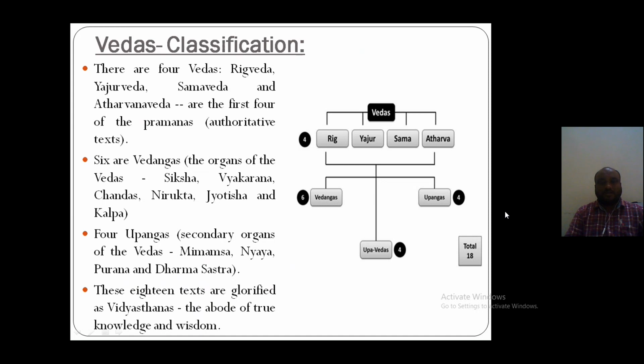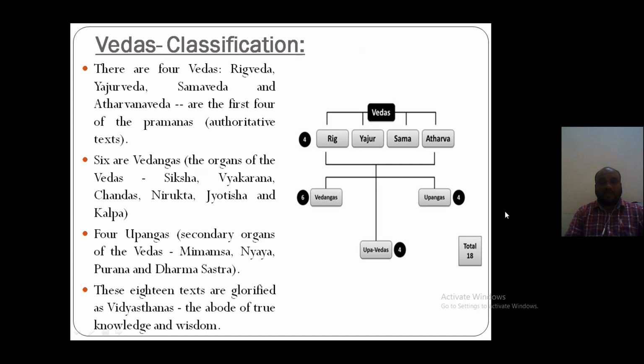Coming to the classification of Vedas, pictorially represented here, all the four Vedas form the four Pramanas, the authoritative texts like Rig Veda, Yajur Veda, Sama Veda, and Atharva Veda. Under these, we have six Vedangas, known as organs of Vedas, consisting of Siksha, Vyakarana, Chandas, Nirukta, Jyotisha, and Kalpa.